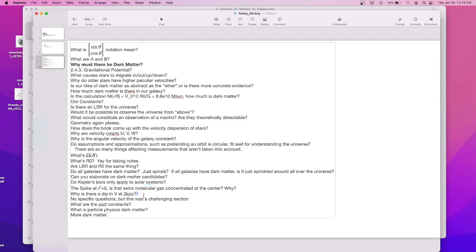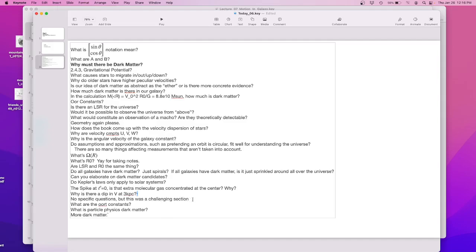Why is there a dip in the velocity at 3 kiloparsecs? It's just at the edge of the bulge. So things are rotating real fast close to the bulge. Then we have this disk, and the disk doesn't have as much stuff. So as you get away from the bulge, you see that. Ask that question again when I pull that up.